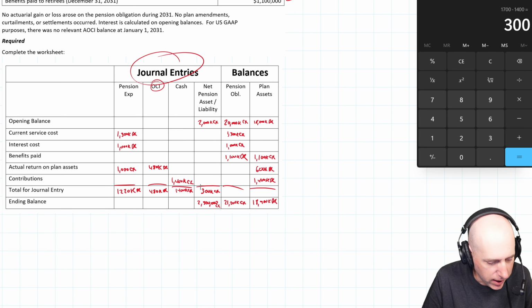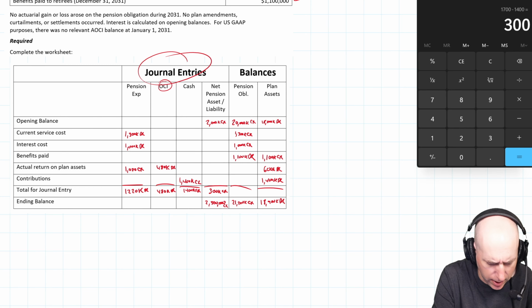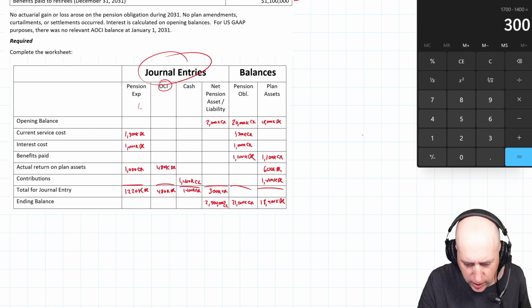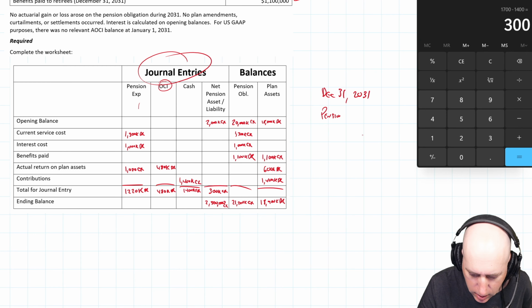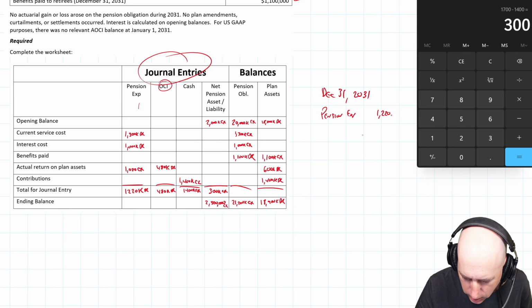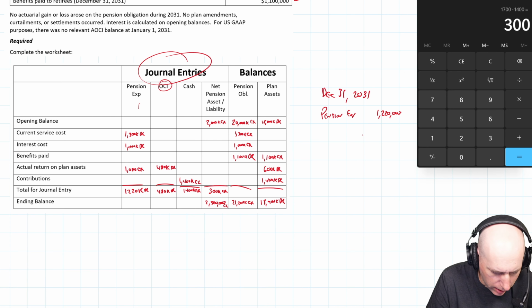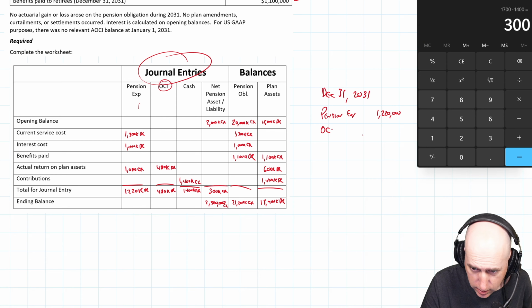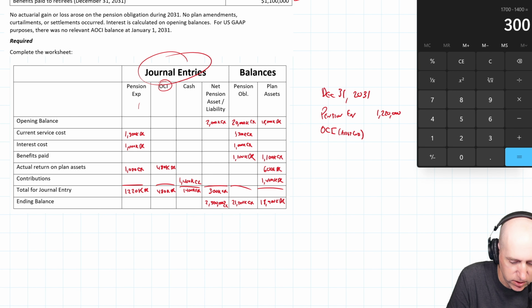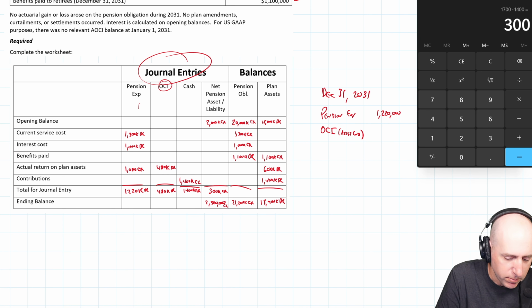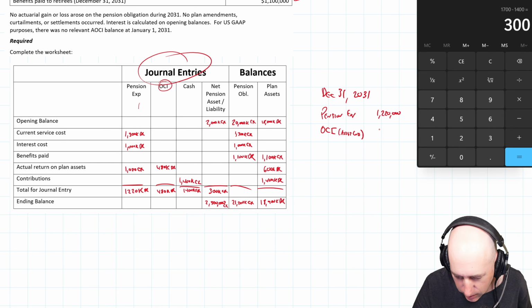And that just feeds our entry. So our entry is just debit and credit these accounts in whatever order we wish, really. It's December 31st, 2031. We're going to debit pension expense 1,220,000. We're going to debit OCI, and this is on the asset loss or unexpected asset loss, right? We lost more. We didn't make as much as we thought, I guess, on our plan assets.